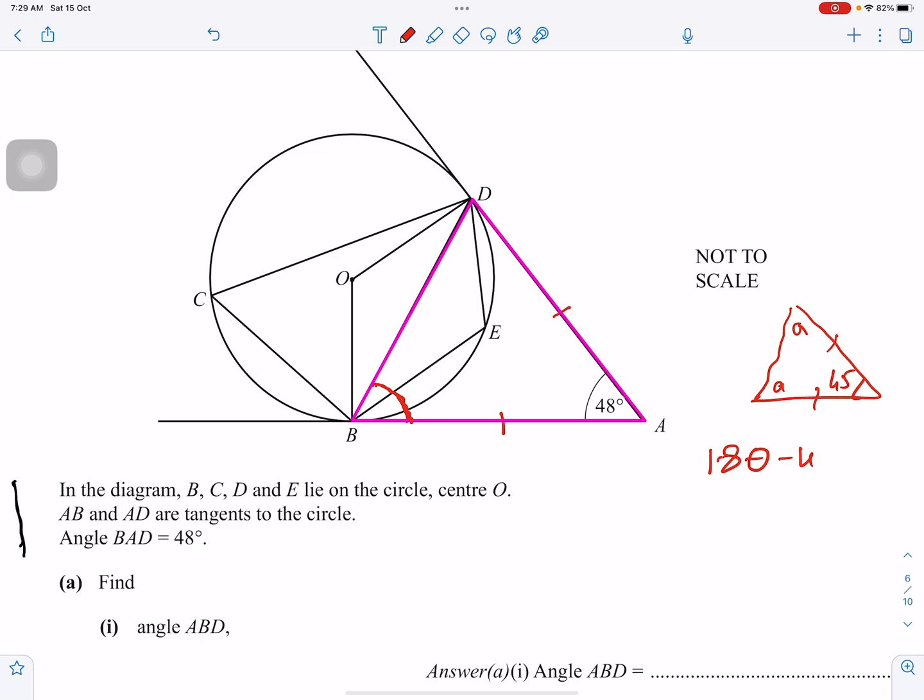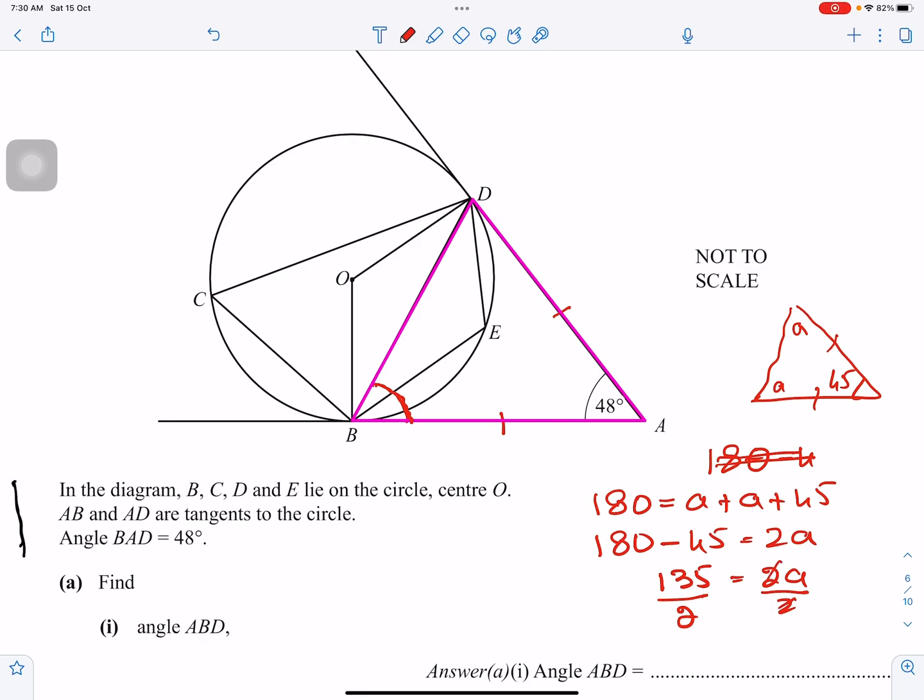minus 45. Okay, let me do it slowly because some students also get confused here. 180 is equal to A plus A plus 45. It will help you to form an equation. So it will be 180 minus 45 equals 2A. And then you can use a calculator or you can do it directly if you are very good in mental maths, right? 135 is equal to 2A, and then 135 divided by 2 will give you the value of A. Yes? So it is what? 67.5.